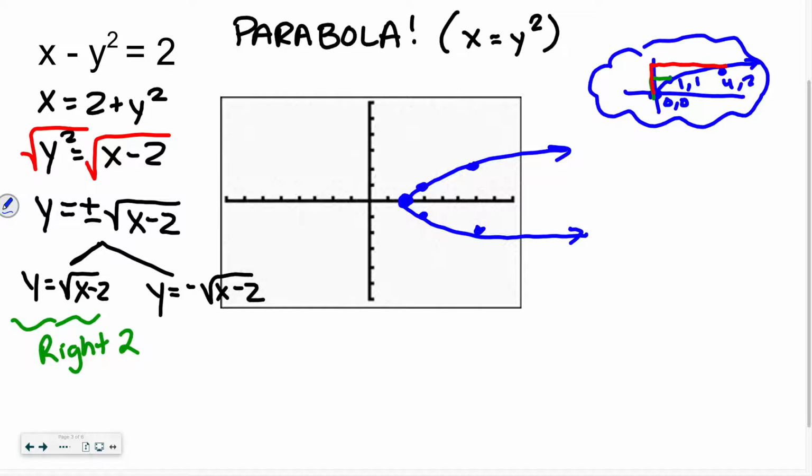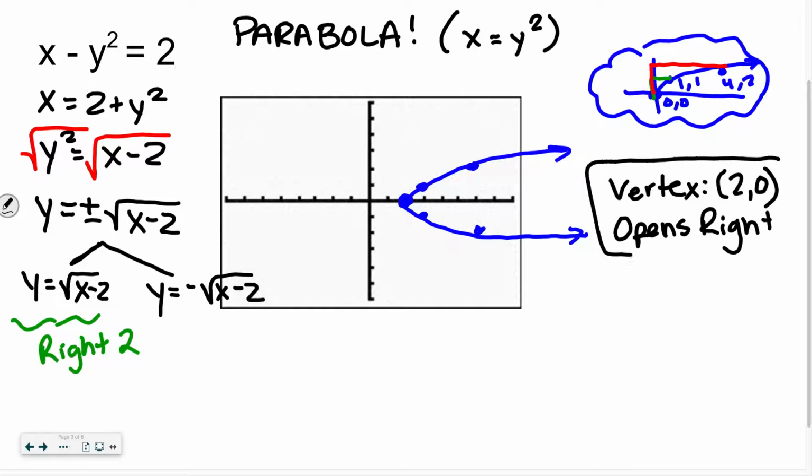Okay, now let's talk domain and range. Oh wait, I haven't done my vertex and my opens, right? What's the vertex of this parabola? 2, 0. Yeah. What direction does it open? To the right. What's the domain? X's that are greater than or equal to 2, because 2 is the first time it works. That's our vertex. And then everything shows up on the right side.